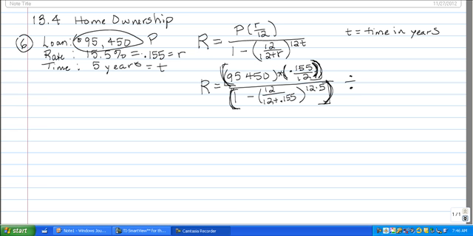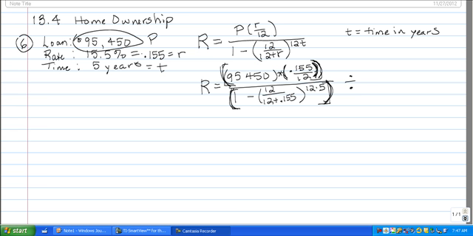In this case we have a loan of $95,450, so that's our principal. The rate is 15.5%, which we represent as a decimal, 0.155, and that's our little r. Our time is 5 years, and that's our little t if we're using the formula.